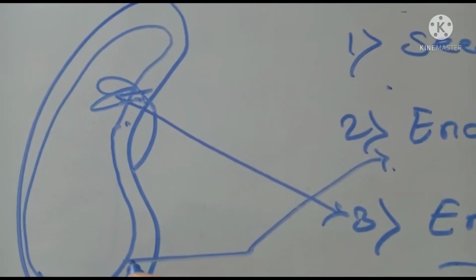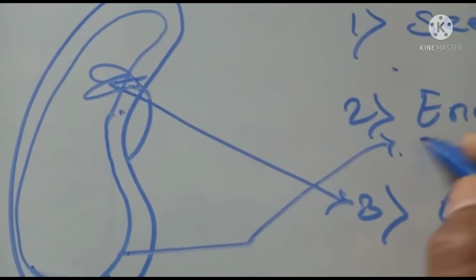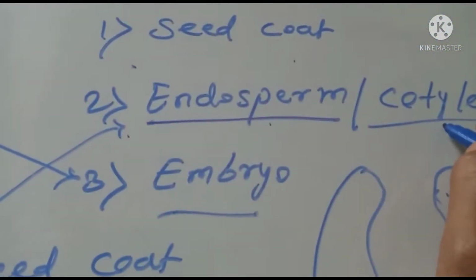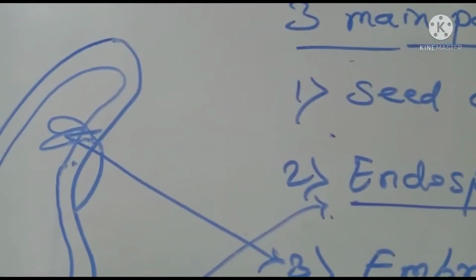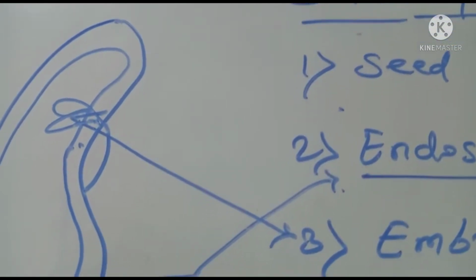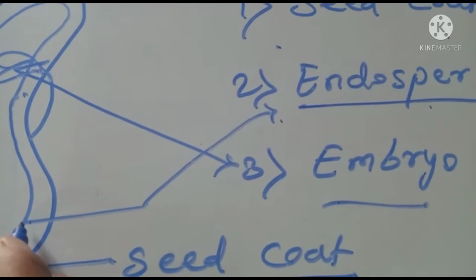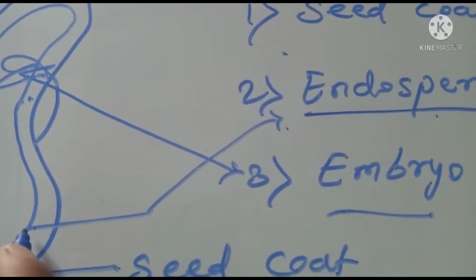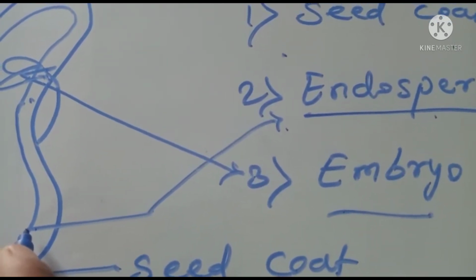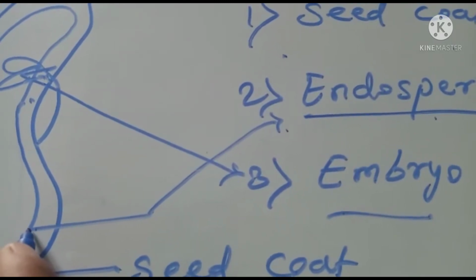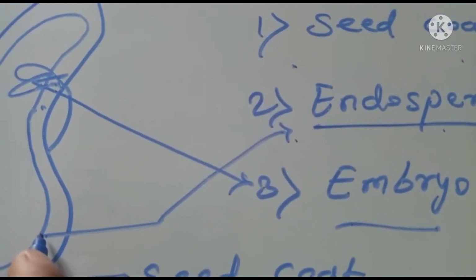The second part of the seed is the endosperm or cotyledons. Endosperms are present inside the seed coat and they contain a rich amount of food. This food is used when the seed germinates.